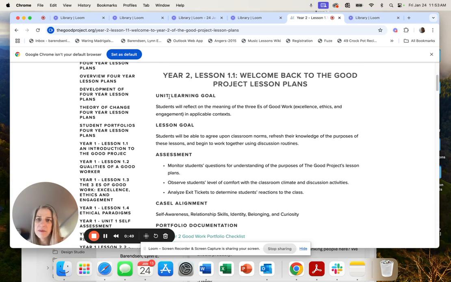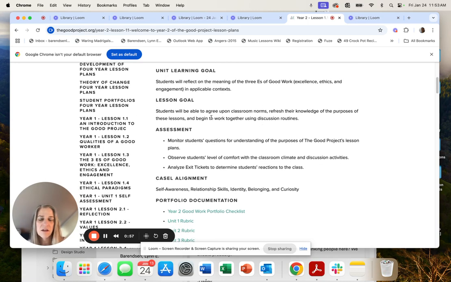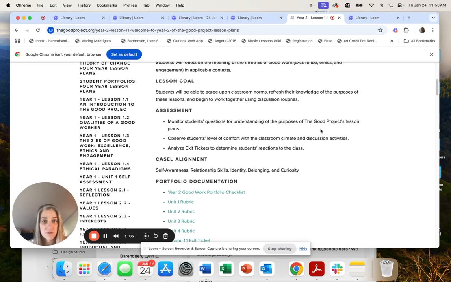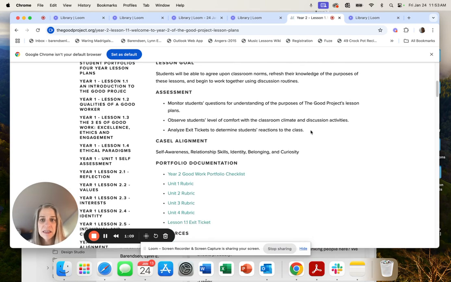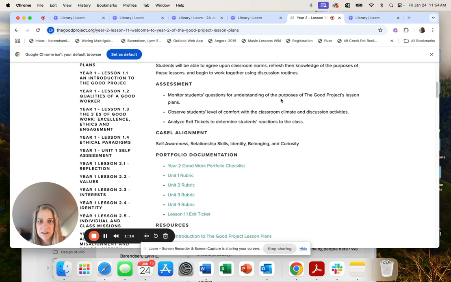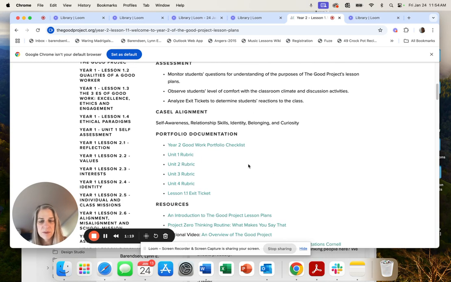So as always, we have the unit learning goal up here at the top, hoping that they will reflect on the meaning of the 3 E's of good work. The goal of this lesson is to agree upon classroom norms, refresh their knowledge about the purposes of these lessons, and begin to work together using some discussion routines. Assessment, there are several different suggestions here about assessments. These are consistent throughout. And then we also have CASEL alignment here. In this particular lesson, it has to do with self-awareness, relationship skills, identity, belonging, and curiosity.